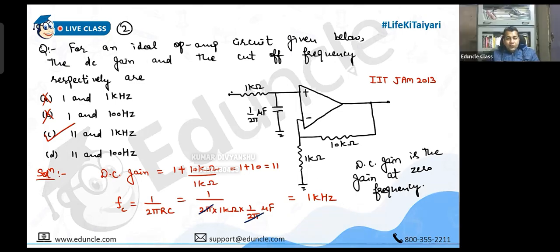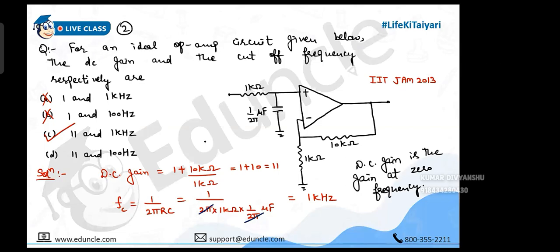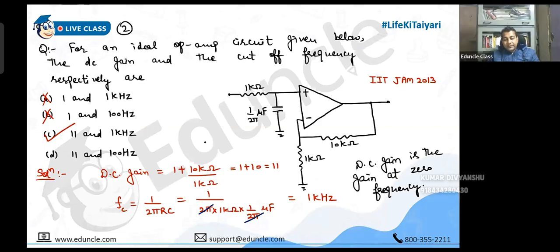If you apply some AC signal over here, then the gain corresponding to that will be called AC gain, because that gain will be frequency dependent. It will depend upon the frequency of the input signal. Gain varies with frequency. The gain of the operational amplifier is not a constant quantity as we think. It is constant only at low frequencies.